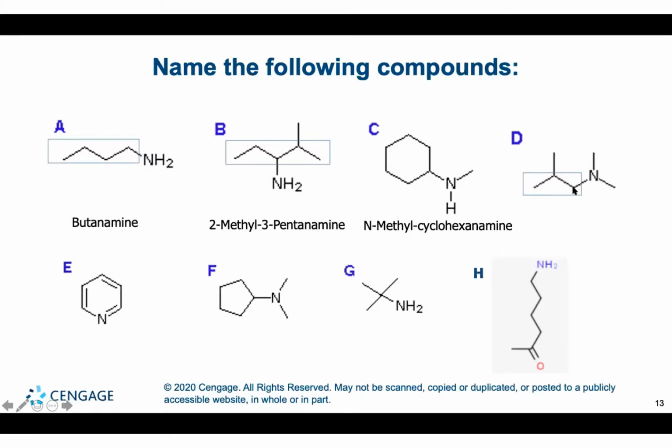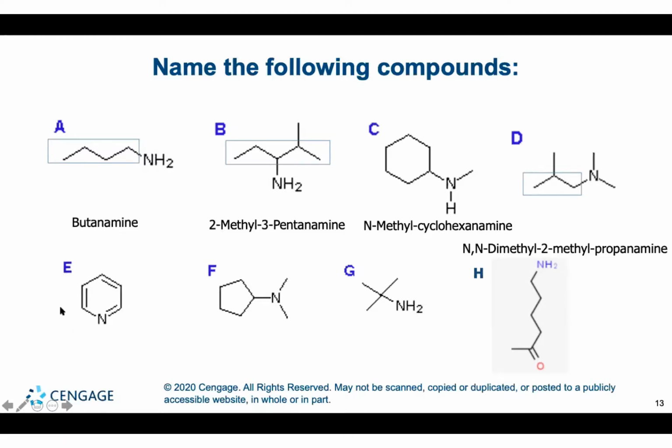So it's going to be 1, 2, 3. So it's going to be N,N-dimethyl. There are two methyl groups on nitrogen. N,N-dimethyl, again a methyl on carbon 2. I have a methyl group, 2-methyl, 1, 2, 3, propanamine.